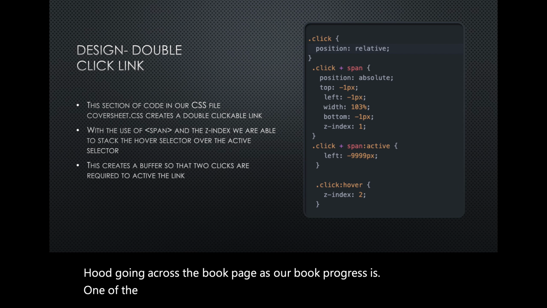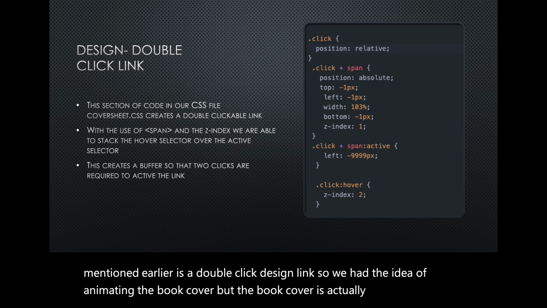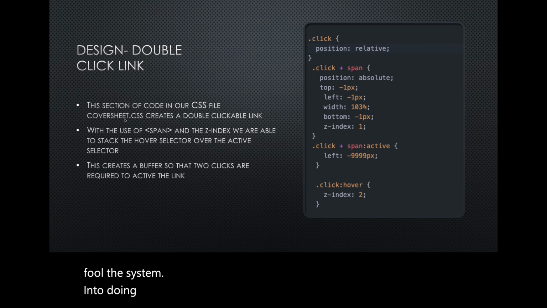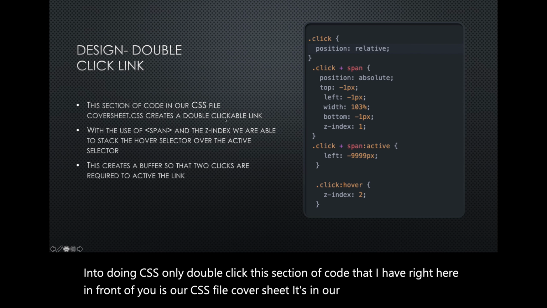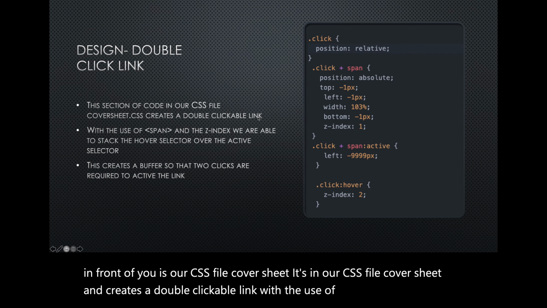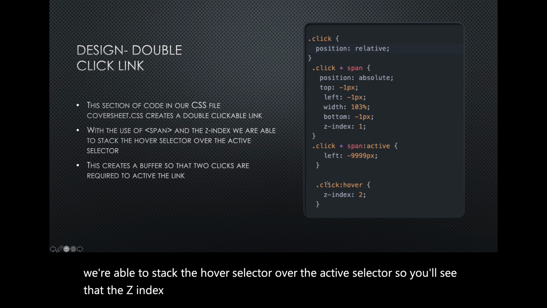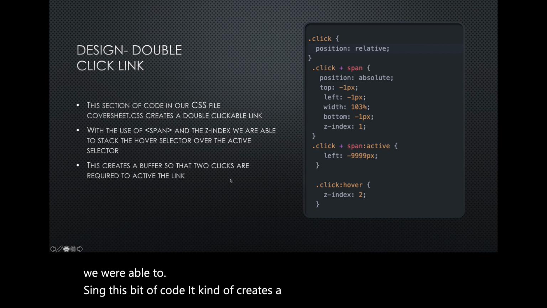One of the main features that we have for the book cover transition I mentioned earlier is a double-click design link. We had the idea of animating the book cover, but the book cover is actually a clickable link to our storybook. So to be able to see the transition happening, we had to fool the system into doing a CSS-only double click. The section of code in front of you is in our CSS file cover sheet and creates a double clickable link.